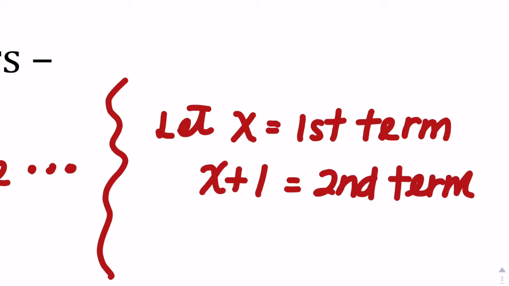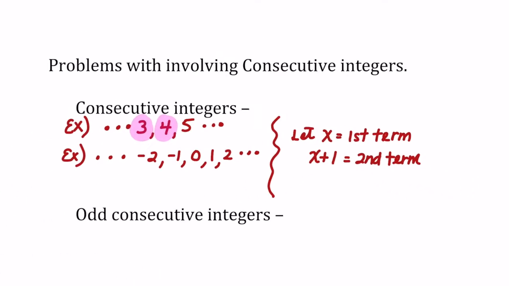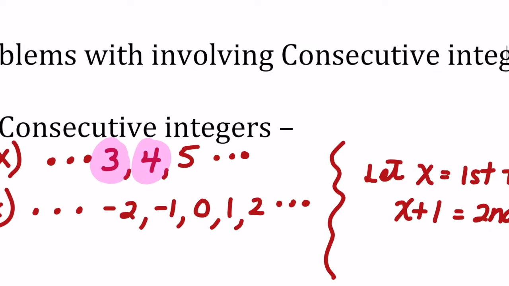Because your gap is 1. And then if you're talking about the next term, look at here. How do you get to 5? If you base it on the 4, you add 1. If you base it on 3, you add 2 to get to 5. So there's 2 ways of doing it.